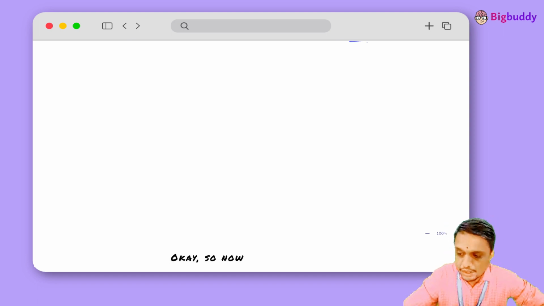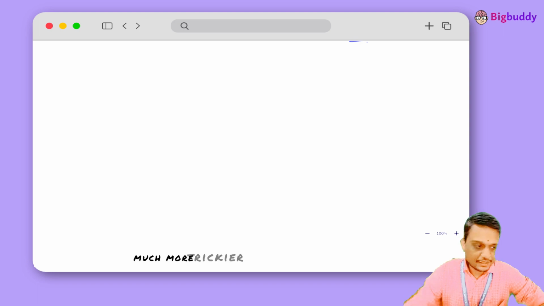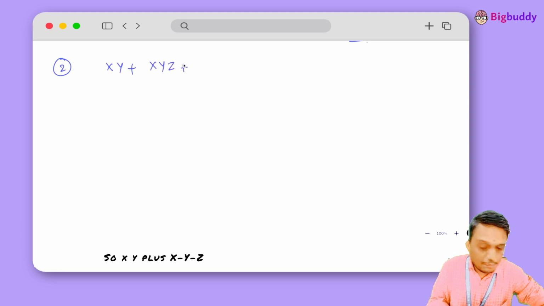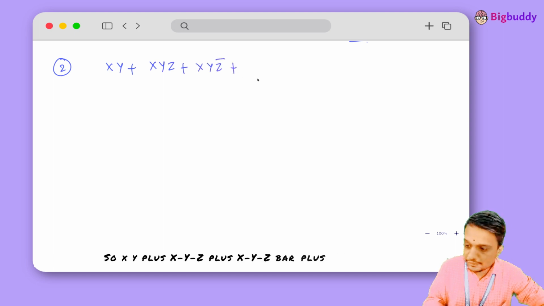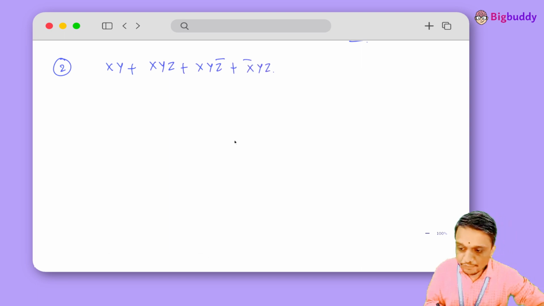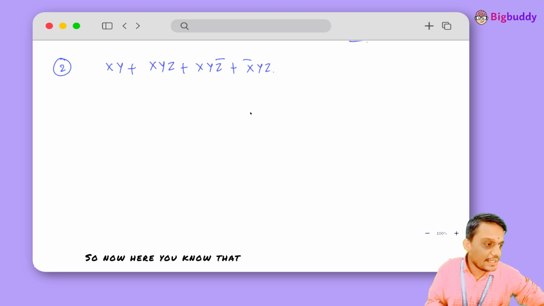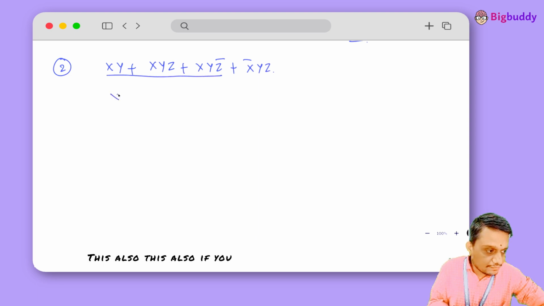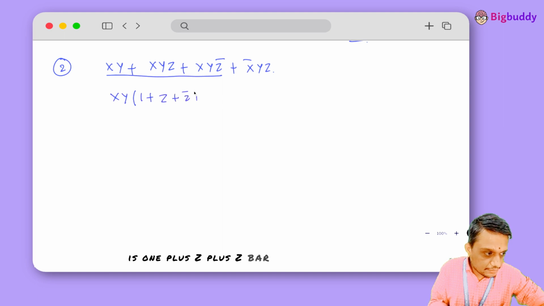Now let us take a much trickier problem to solve. xy plus xyz plus xyz bar plus x bar yz. Here you know that xy is common in this, this, and this. If you take xy as common here, it is 1 plus z plus z bar, plus x bar yz.